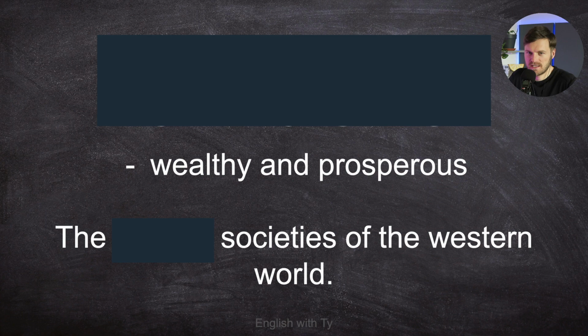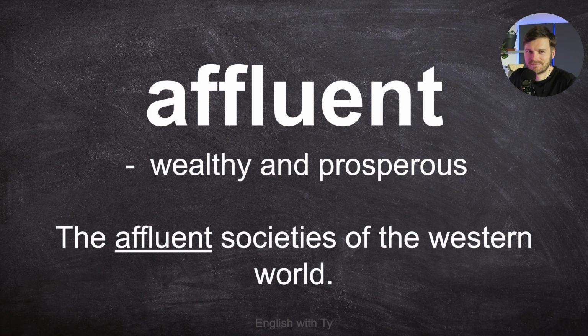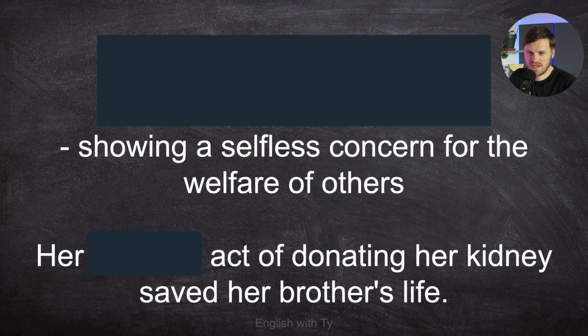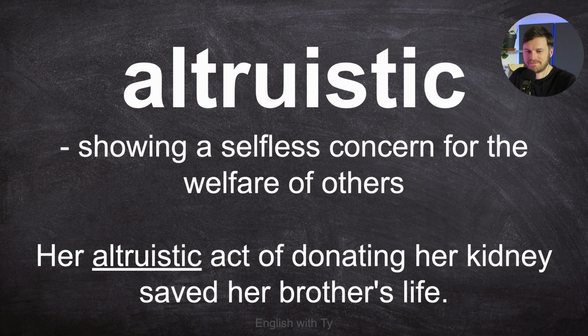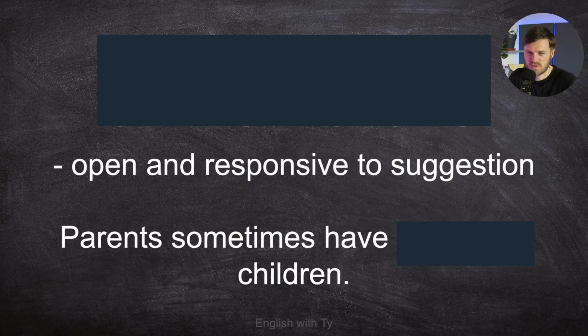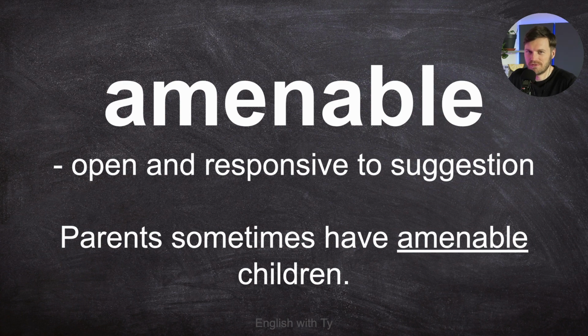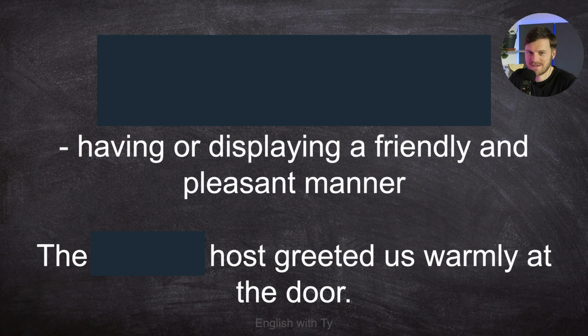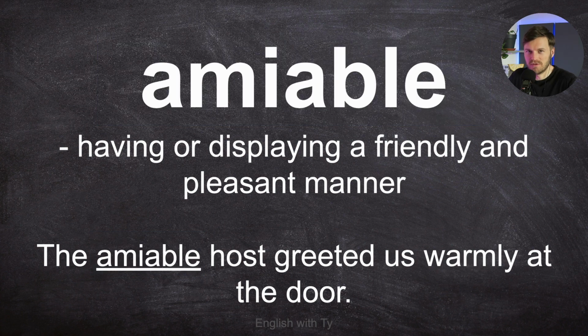Wealthy and prosperous is the definition, and what's the actual word? Affluent. Showing a selfless concern for the welfare of others. And the word is altruistic. Open and responsive to suggestion. What word are we looking for now? Amenable, or amenable in American English. Having or displaying a friendly and pleasant manner. Amiable.